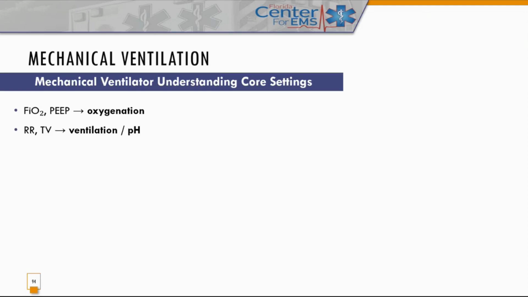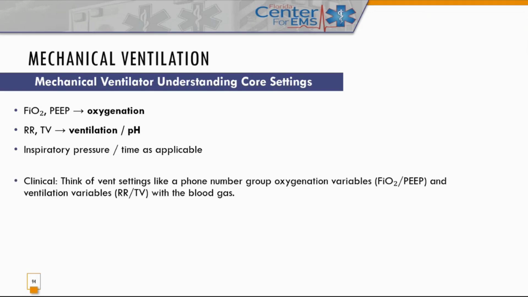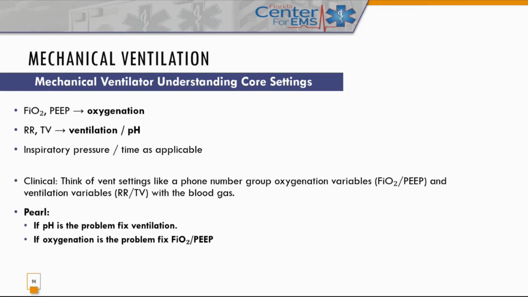Other things you can set: oxygen, obviously, respiratory rate, tidal volume, inspiratory pressure. Think of vent settings like a phone number, grouped by oxygenation variables. These are the variables that you can play with, using the blood gas to make those changes. Hopefully, in short transport, you won't have to make any changes, but you need to be in a position to see when something's not doing well and what changes you're going to make. So if the pH is the problem, fix ventilation. If oxygenation is the problem, fix the FiO2 and PEEP. Those are your first steps if you see one of those two as a problem.